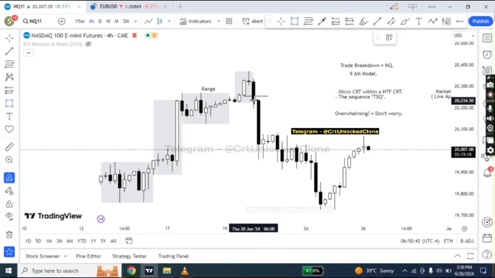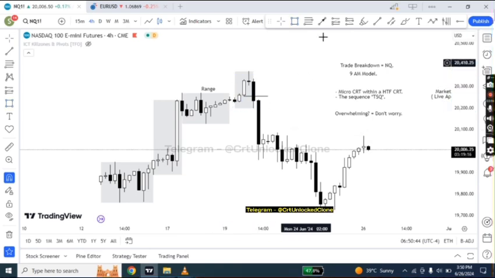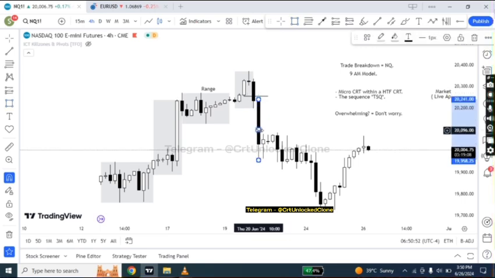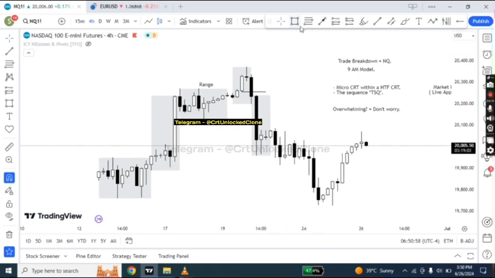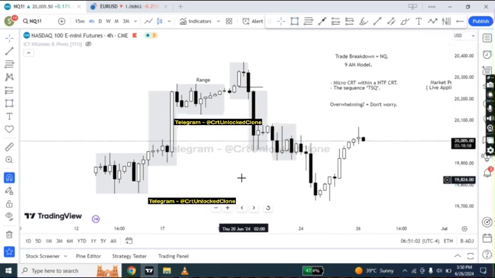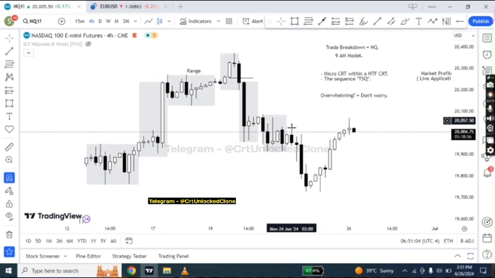Once a manipulation profile ends, we know that we're going to have only one possible outcome after that, and the only possible outcome after a manipulation profile ends is an expansion, but not just a normal expansion, an expansion in the opposite direction. And you can see that we had that expansion here, and then after that expansion we had another ranging profile, and then after that ranging profile we had another expansion, right?